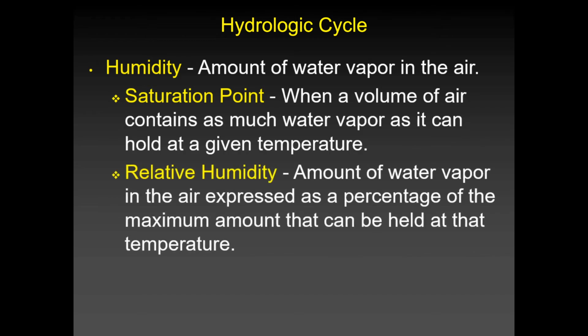Relative humidity is the amount of water vapor in the air expressed as a percentage of that maximum volume that can be held at that temperature. Notice that's the key: held at that temperature. As the temperature changes, the humidity or the saturation point will vary. So that's why it's done off of 0 to 100%.